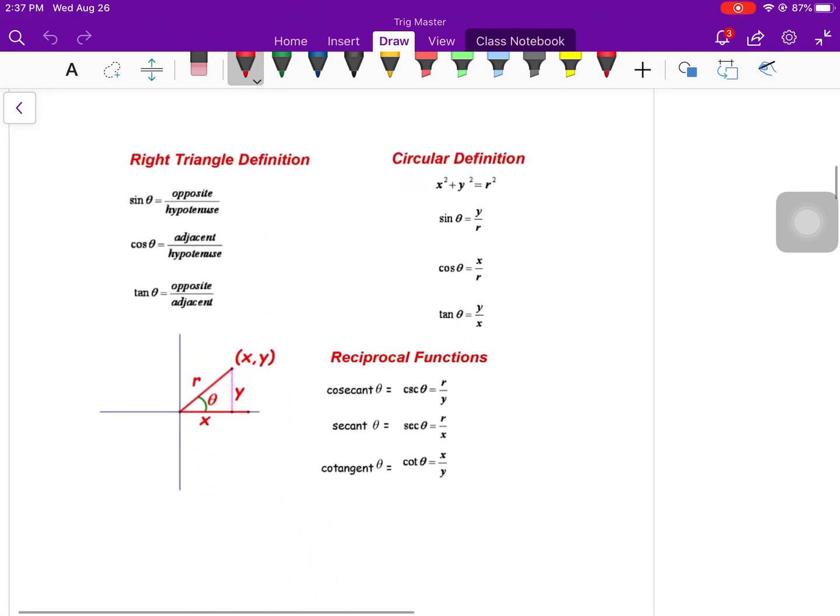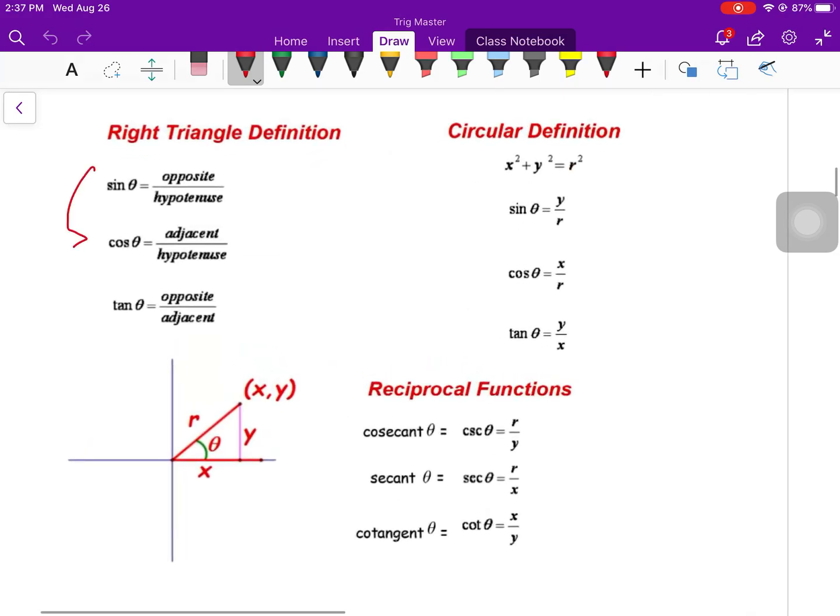So this part on the left here, that's what you did in geometry. Sine is opposite over hypotenuse. Cosine is adjacent over hypotenuse. Tangent is opposite over adjacent. That's SOHCAHTOA. Now we're going to start getting into the circular definitions. Okay, they're the exact same basic principle.